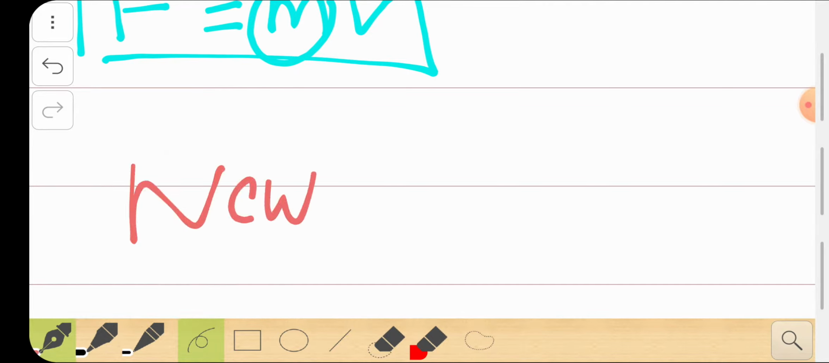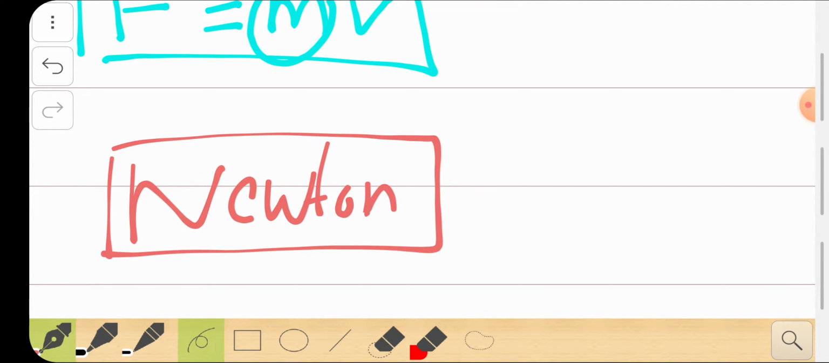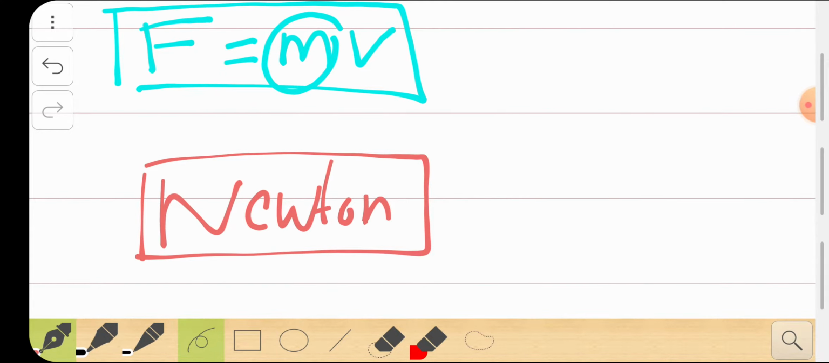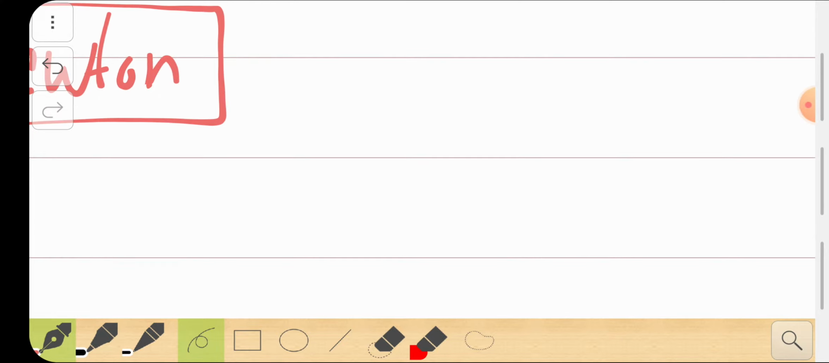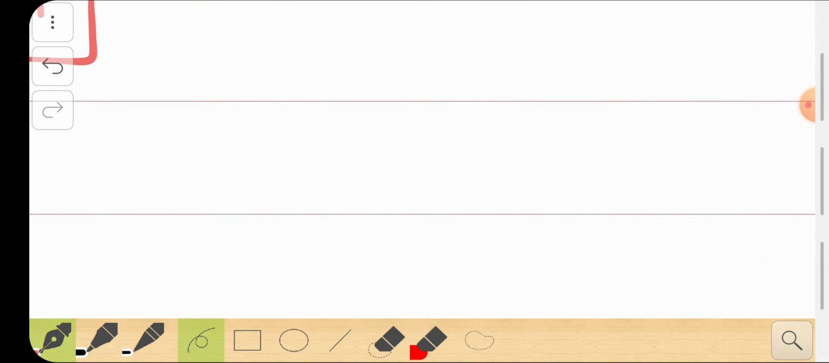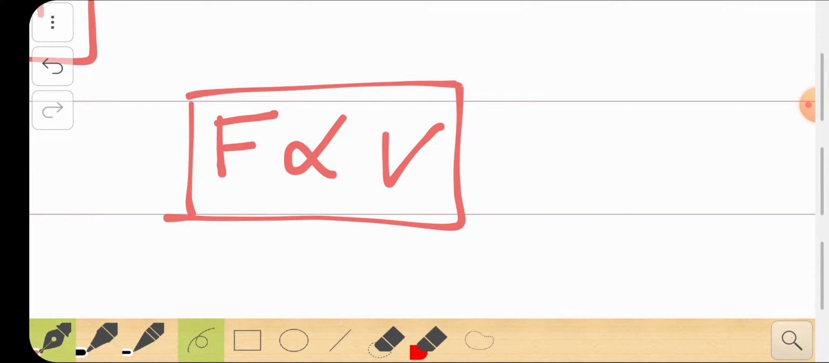So Newton came in and proposed that this idea of F equal to mv is wrong, right? Why is it wrong? How can you prove that it is wrong? You can say that F is proportional to v, which is what Galileo proposed, right?